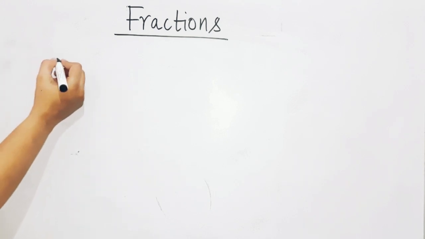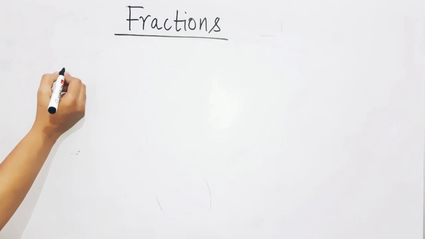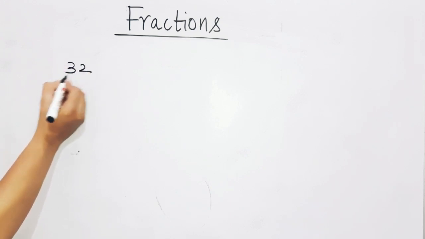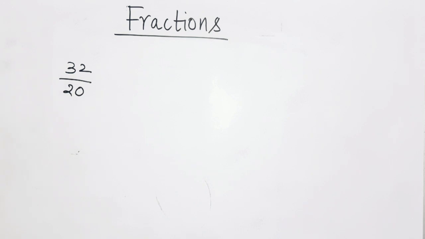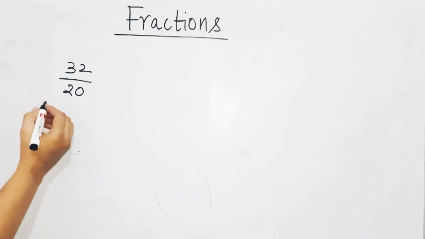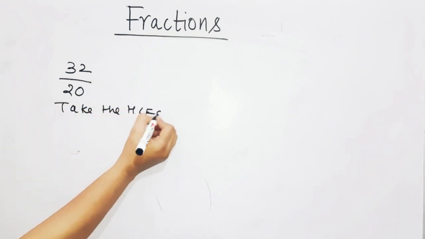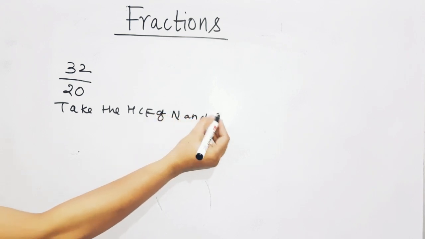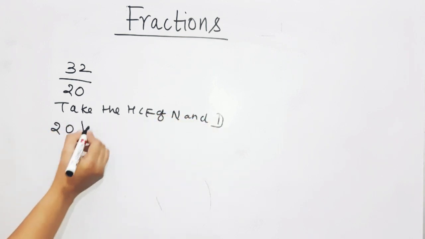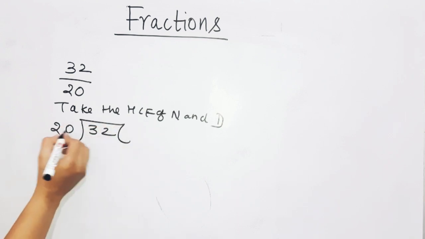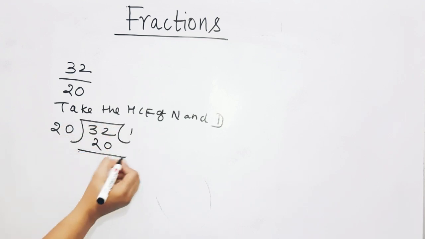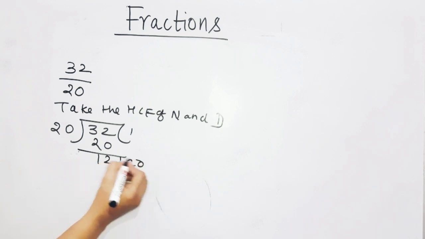So simplest form means if a fraction is written like that, 32 upon 20. Now we have to express 32 upon 20 into its simplest form. Then how will we express? What will you do? The first thing which you have to do is take the HCF of numerator and denominator. So when you take the HCF, I used to prefer this division method. Okay? So I am taking the HCF by division method.